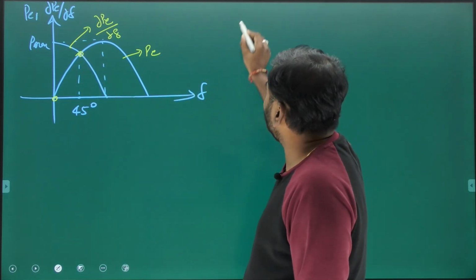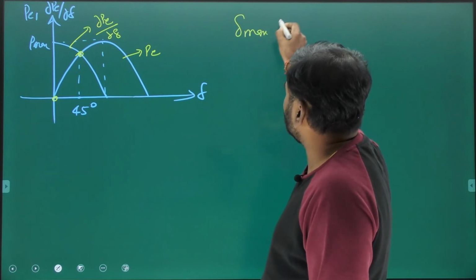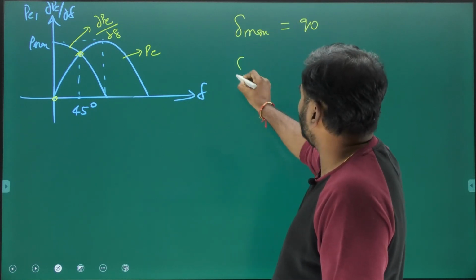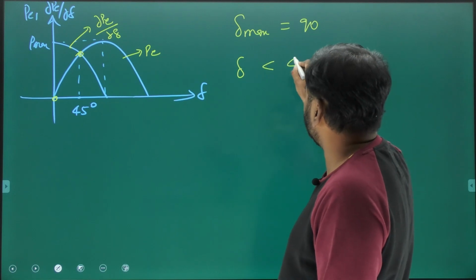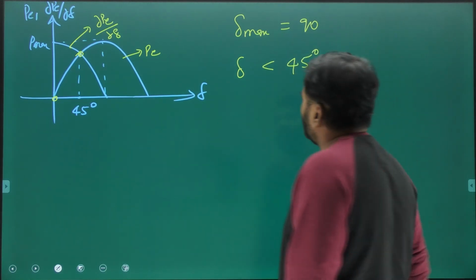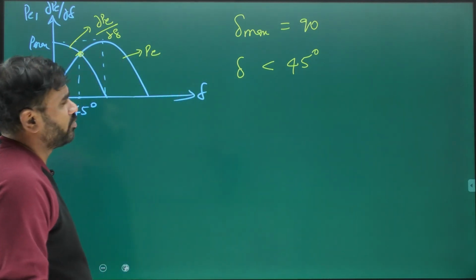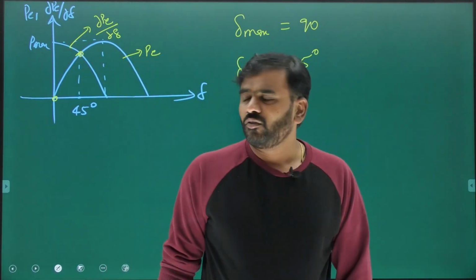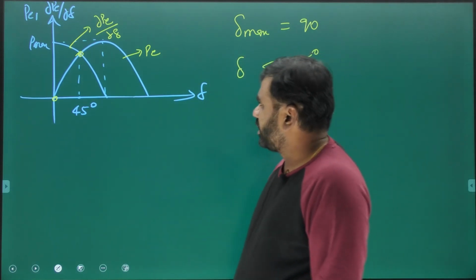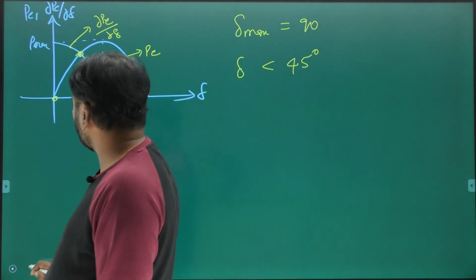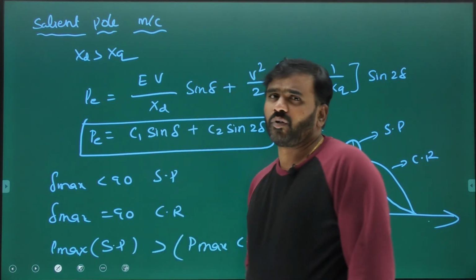That is why the ideal limit of load angle is 90 degrees. But the practical limit of load angle is always less than 45 degrees, generally less than 30 degrees, very close to 30 degrees. That is the practical limit of load angle for a synchronous machine. Clear? And dou P by dou delta is also called the synchronizing power coefficient.